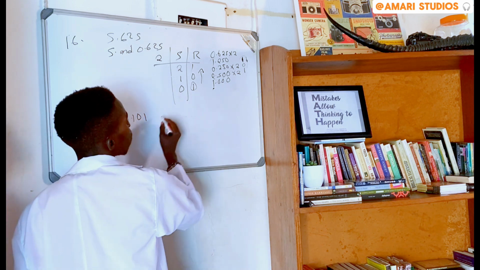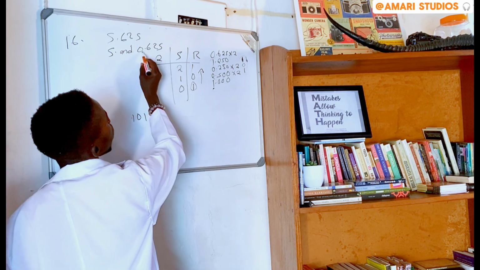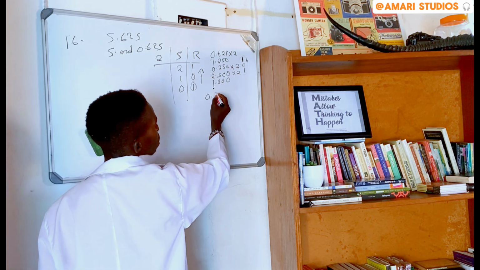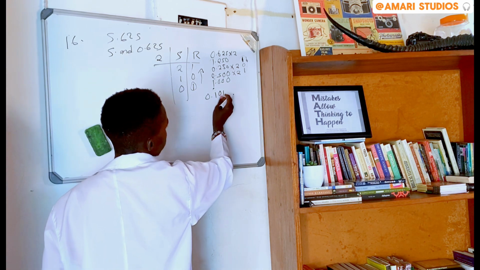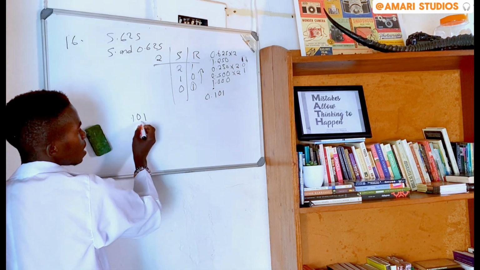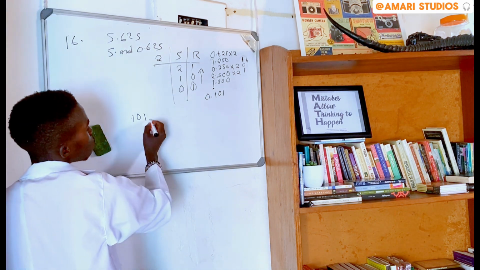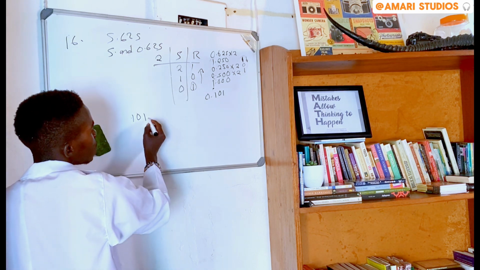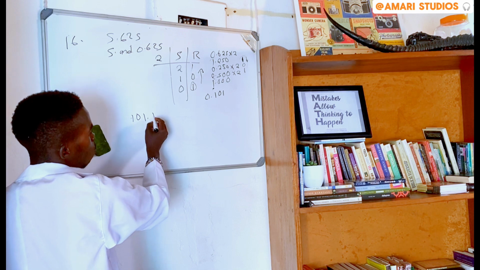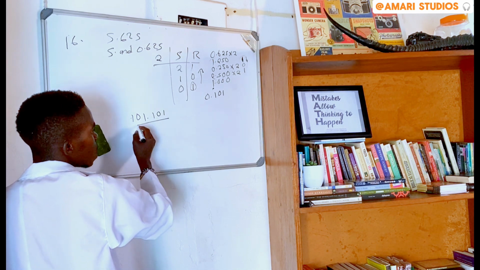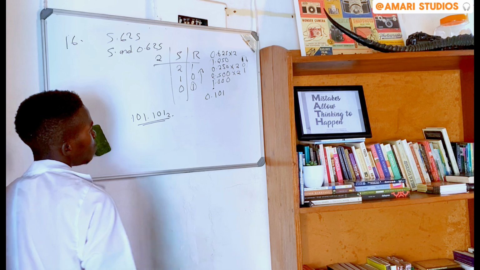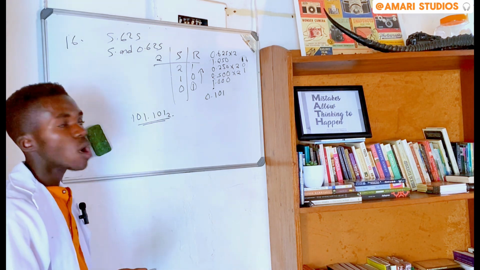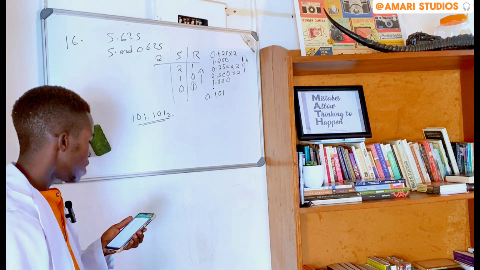So meaning that when you convert 0.625 into base 2, you're going to get 0.101. Now when you put these numbers together, it means that 5.625, when converted to base 2, gives 101.101 as your final answer. This is 5.625 converted into base 2, just like that.